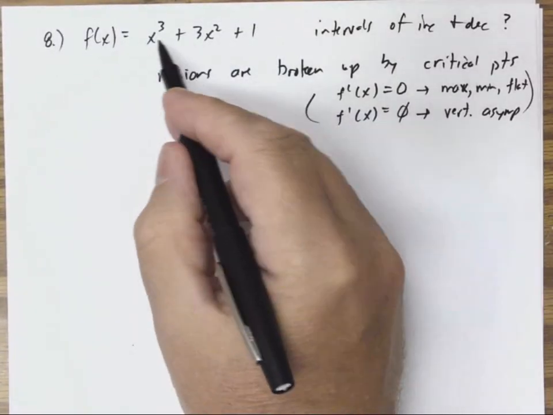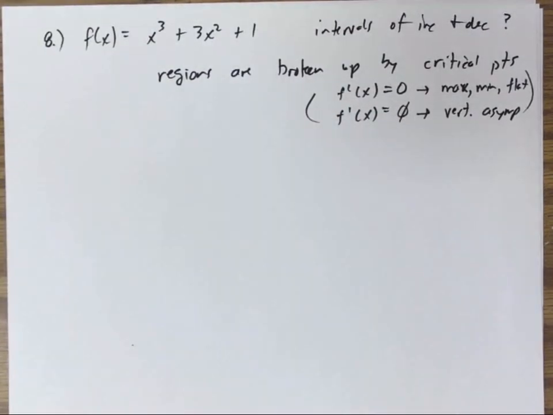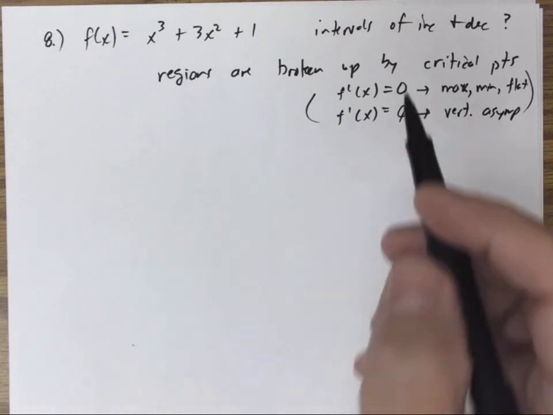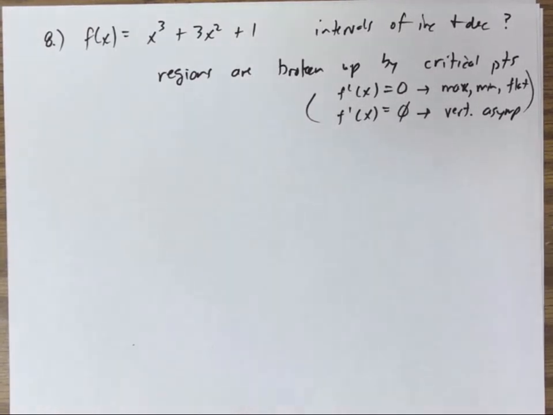Now in this case, because I've got a polynomial here, the only time you have those vertical asymptotes is when your function's a fraction. So I don't have that here. The only thing I have to worry about is finding for what values of x my first derivative is 0. And those are going to be the critical points. Once again, the critical points will break it up into regions, and then I can go into each region and see if it's increasing or decreasing.